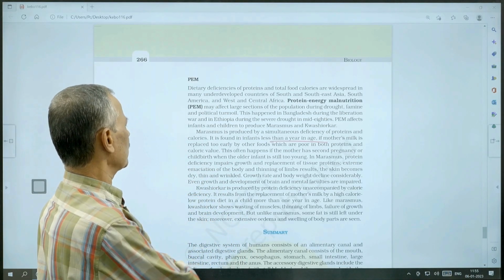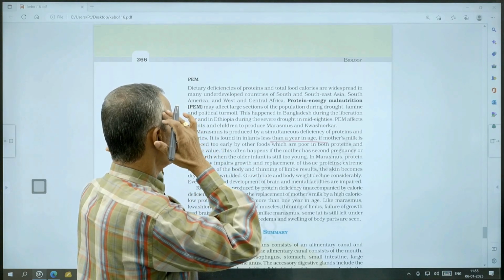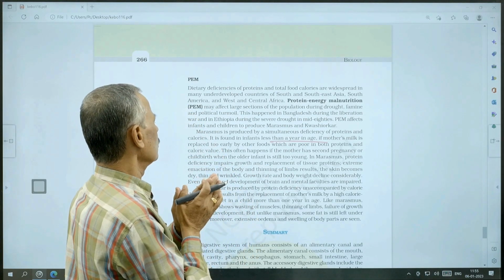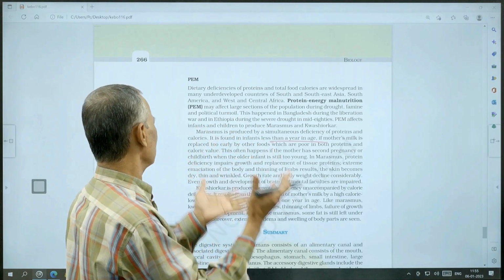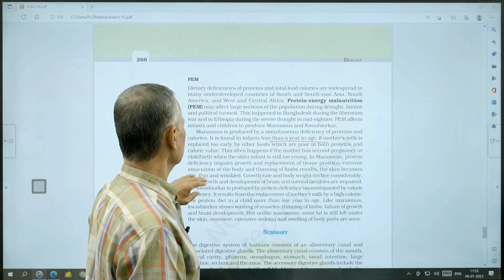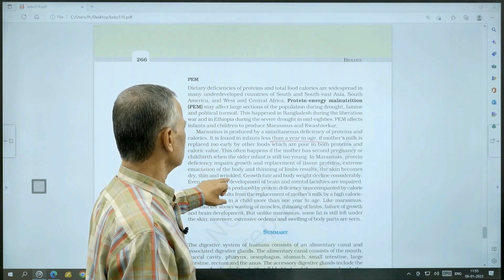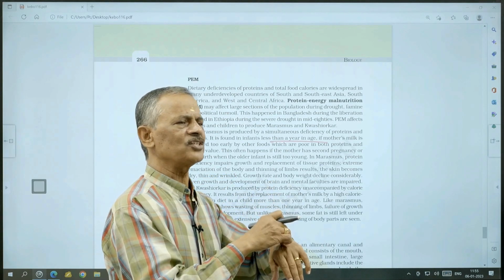That causes thinning of the limbs. The skull will be large compared to the body size. Skin becomes dry, thin and wrinkled, just like an old man. Why is there wrinkling? Because there is no fat.